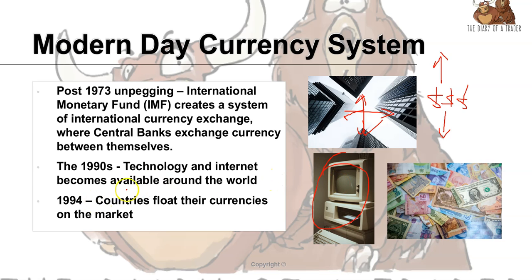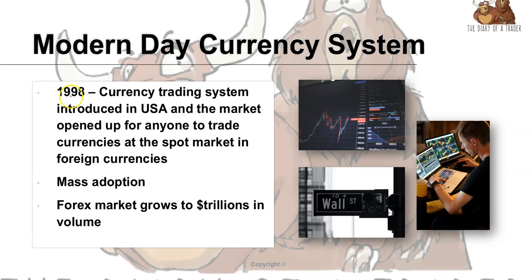and with that technology we had advancements, and in 1994 the countries around the world floated their currencies on the market. And as the years went on, in 1998 a currency trading system was introduced in the USA, and the market opened up for anyone to trade currencies at the spot market prices for those currencies.